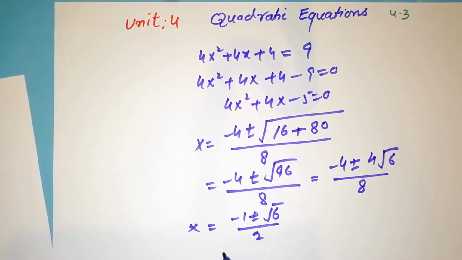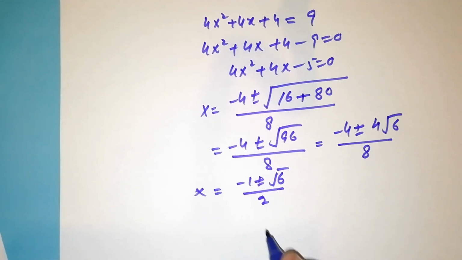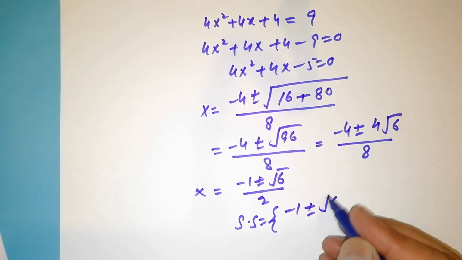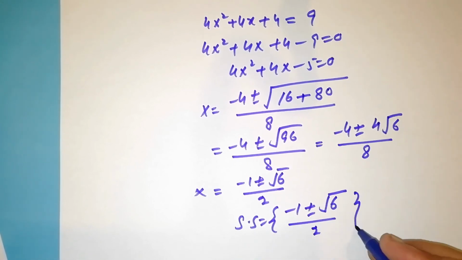Therefore the solution set is minus 1 plus minus root 6 divided by 2.